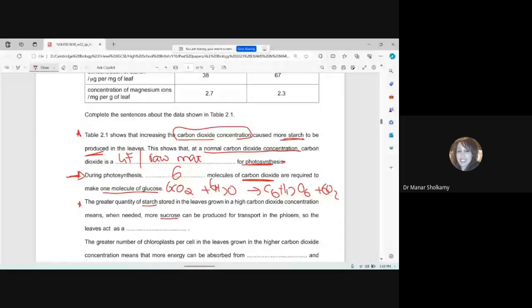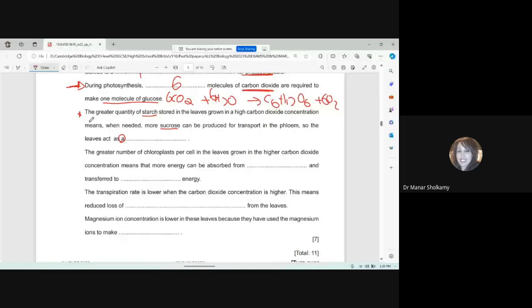Okay, the greater quantity of starch stored in the leaves grown in a high carbon dioxide concentration means when needed, more sucrose can be produced for transport in the phloem. So the leaves, they act as a what? When they provide sucrose, source. They act as a source. I move quickly so we finish this example. If anyone is confused, stop me.